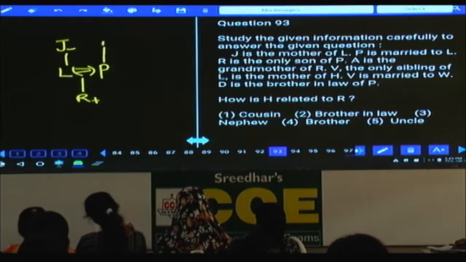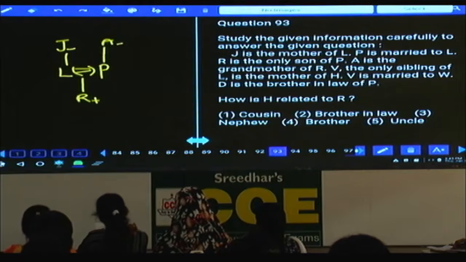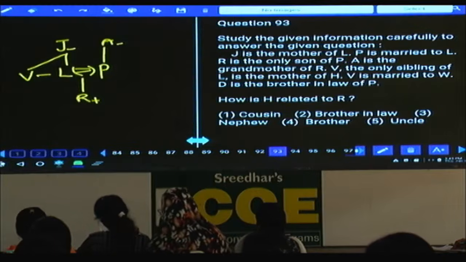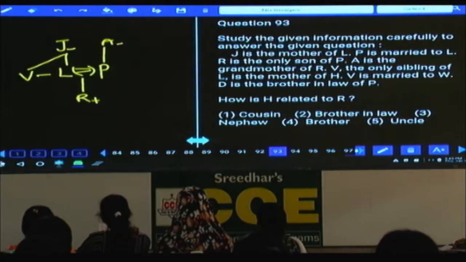A is the grandmother of R. V is the only sibling of L. That means now this J is having only two children. Who are those two? V is one, the other one is L. V is the only sibling of L.